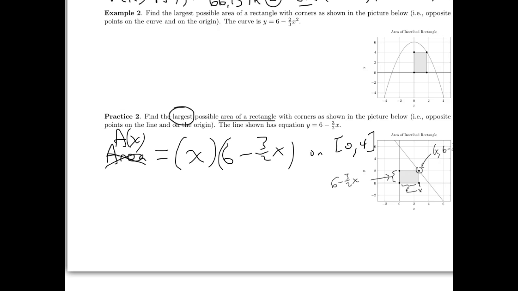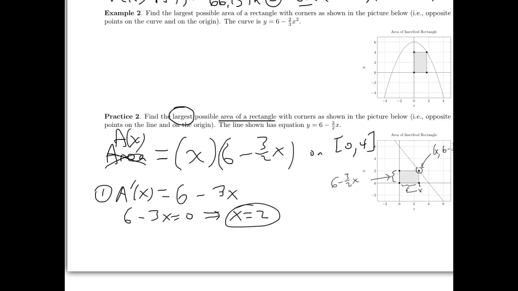Now I want to know what's the maximum value of this function on that interval, and I have a process for doing that. So step 1 of that process is find the derivative. Again, just like before, what's easiest to do is to multiply this out and then just take the derivative using normal rules. But I'll have 6 minus 3x as my derivative. It's very easy to solve. 6 minus 3x equals 0 means that x is 2. And so that's the only critical value that I have.